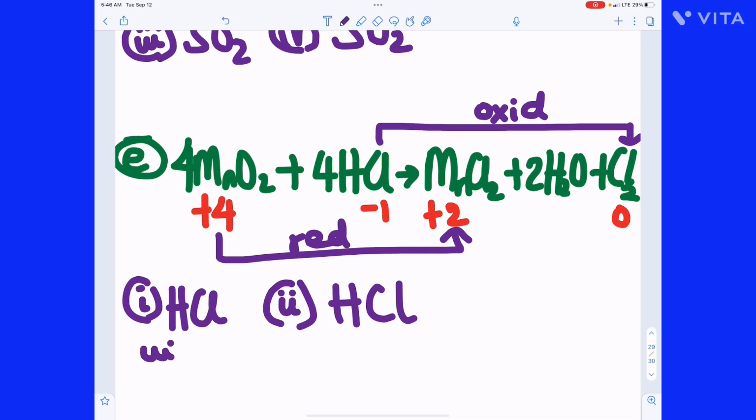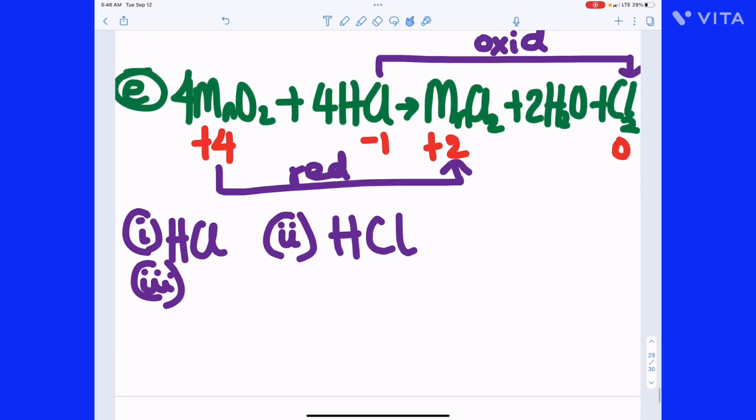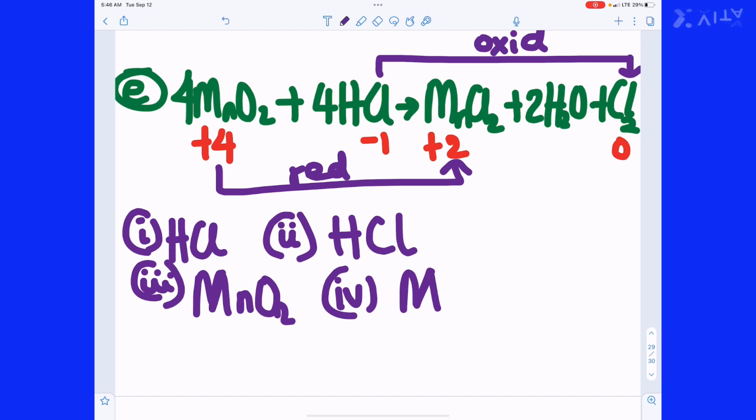Roman number 3. It says we should pick the substance that got reduced. Now, reduction took place on manganese. Manganese got reduced, from +4 in manganese 4 oxide to +2 in manganese 2 chloride. So that's where reduction took place. So the substance that got reduced is MnO2. And that same substance is the oxidizing agent in this reaction. So the oxidizing agent is MnO2.